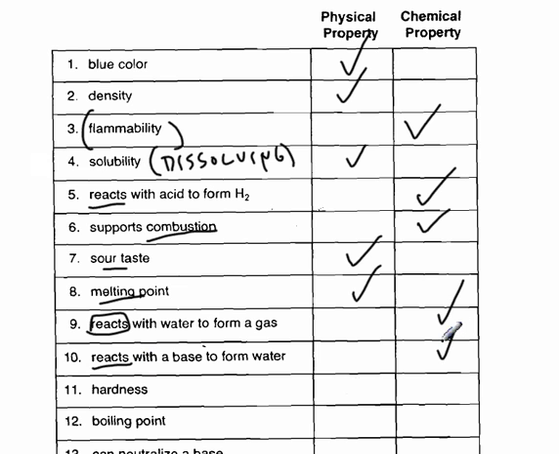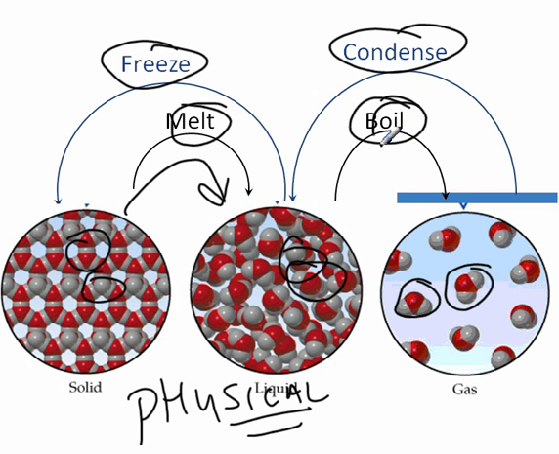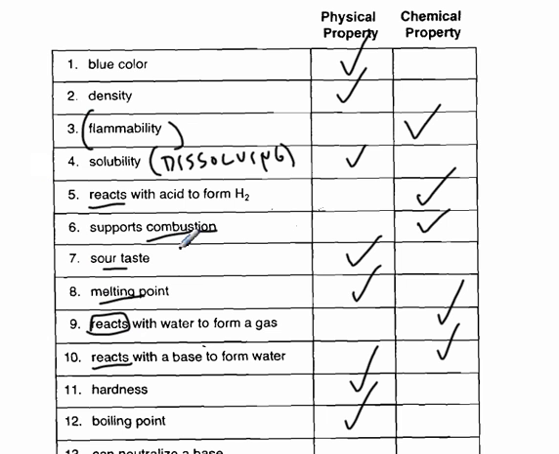Hardness is a physical property. I can test how hard something is without changing it into something else. And then finally, boiling point. We go back to our phases again. Boiling is going from a liquid to a gas. Again, a phase change means it's going to be a physical property.